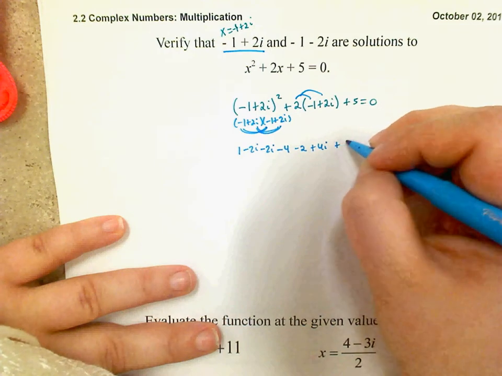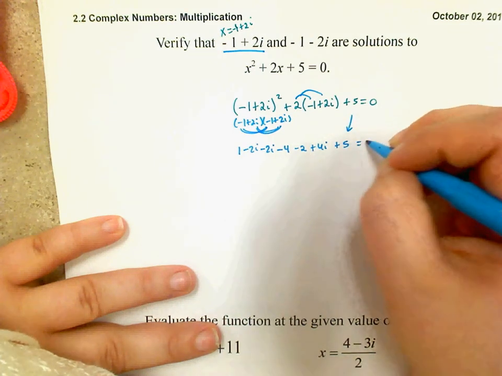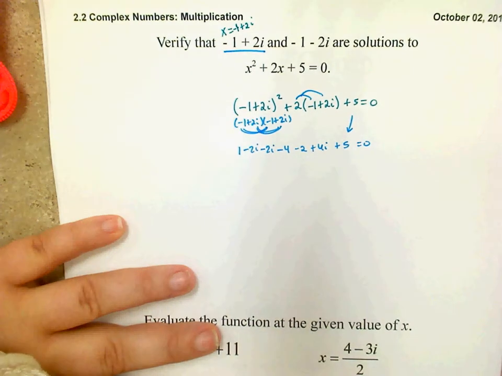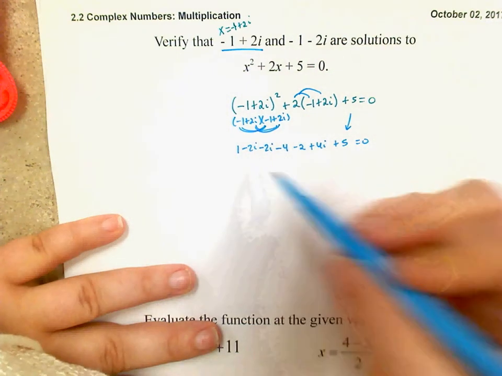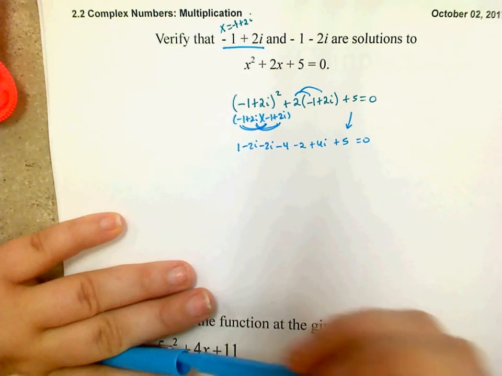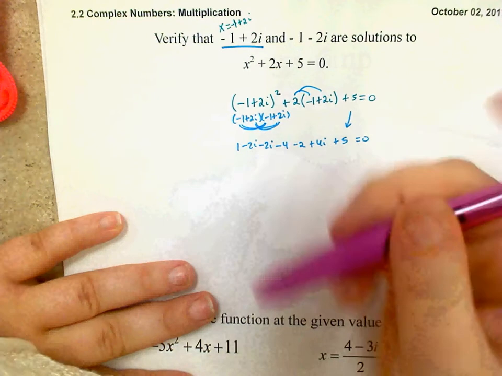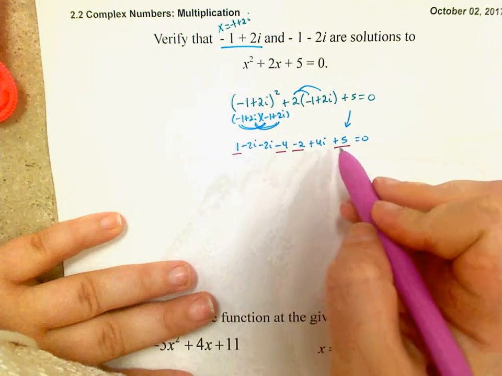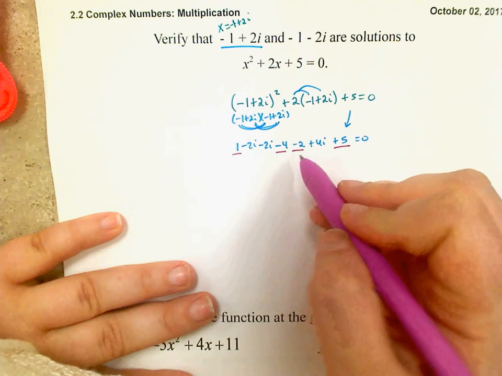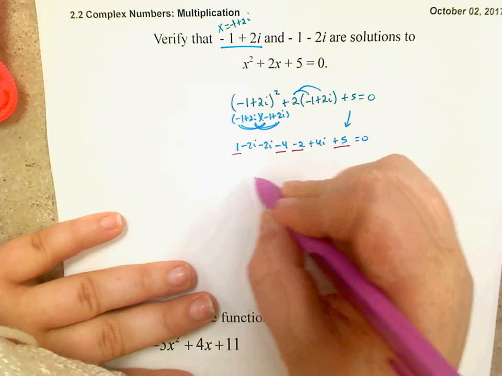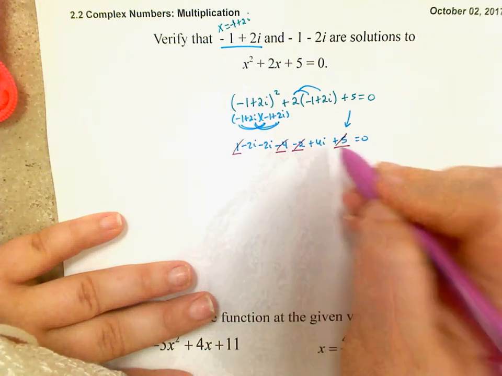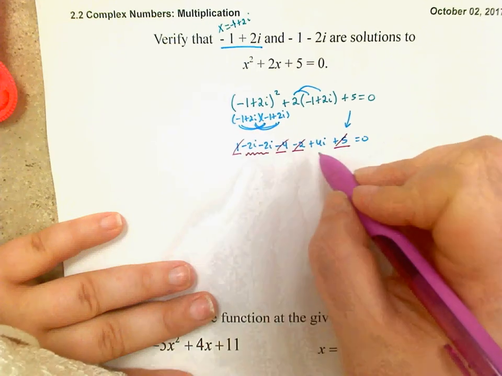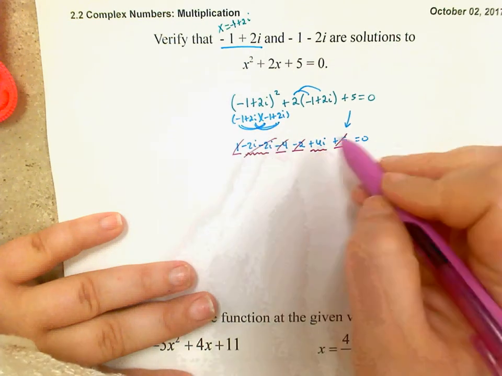And let's see if that makes sense. So I get, just combining like terms, I've got 1 minus 4 minus 2 plus 5. 1 plus 5 is 6. Negative 4 minus 2 is negative 6. So those cancel each other out. And then I've got negative 2i and negative 2i and a positive 4i, and those cancel each other out. So it is true. 0 equals 0.